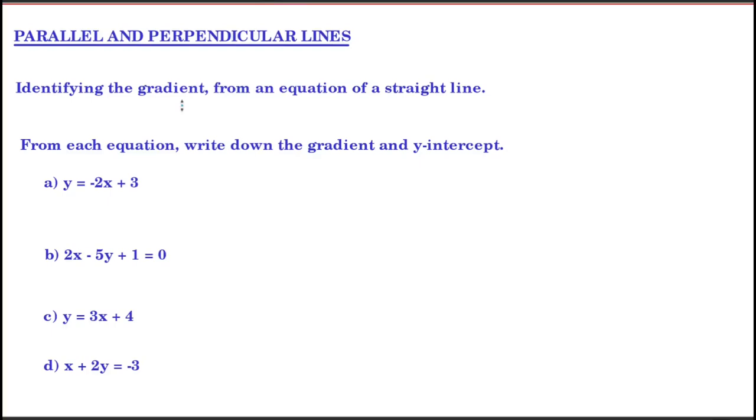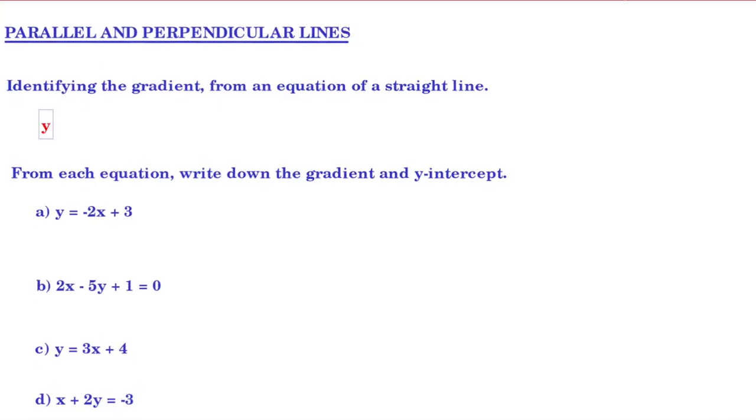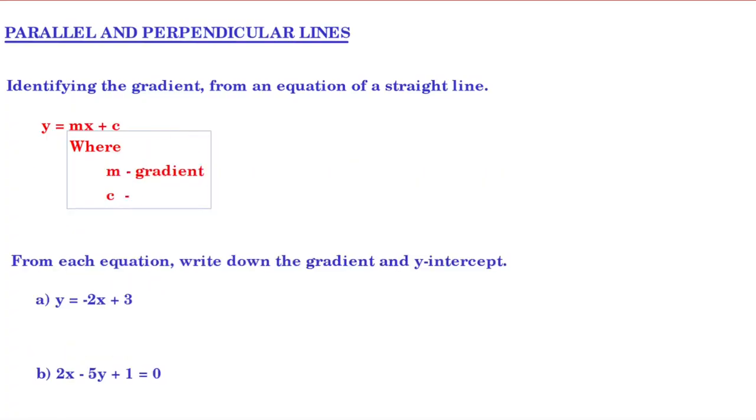Now, given the equation of a straight line, you must first ensure that the equation is written in the form y equals mx plus c, whereby m is the gradient and c is the y-intercept. So in other words, the coefficient of x, this number there, will give you your gradient. The same applies to c, which is going to give you the y-intercept.